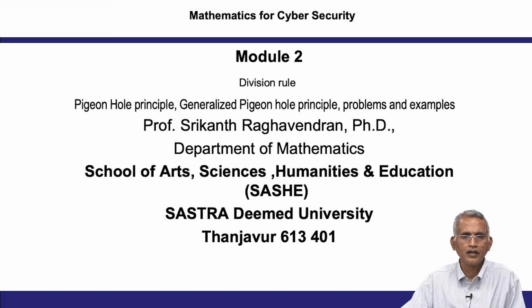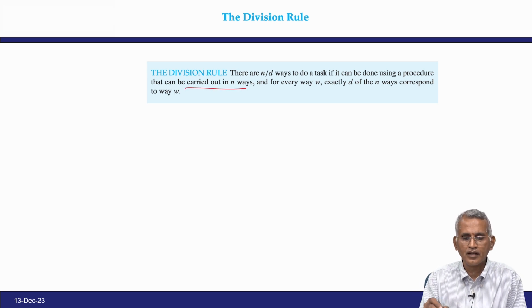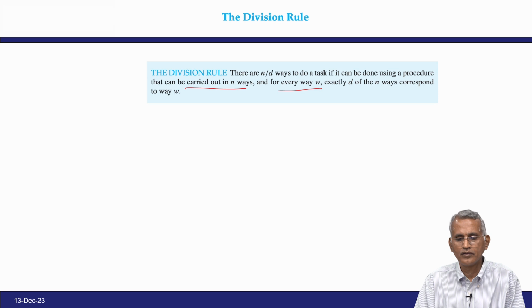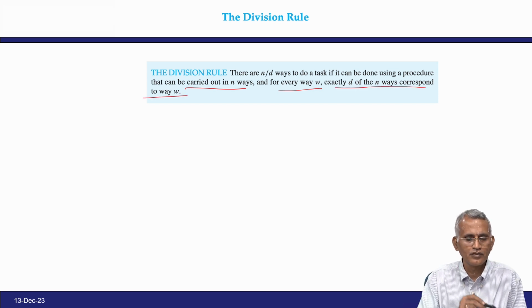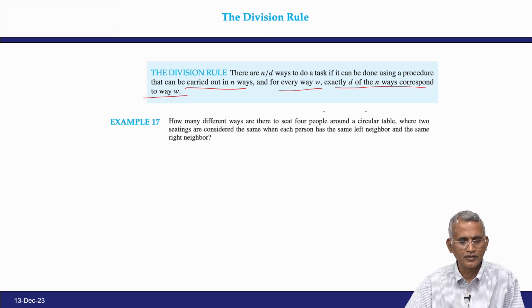Now, we will move to the division rule. Division rule: there are n divided by d ways to do a task if it can be done using a procedure that can be carried out in n ways, and for every way w, exactly d of the n ways correspond to the way w. So, that is the meaning of the division rule. Now, let us see one example.